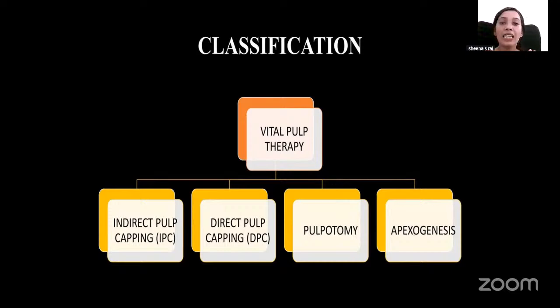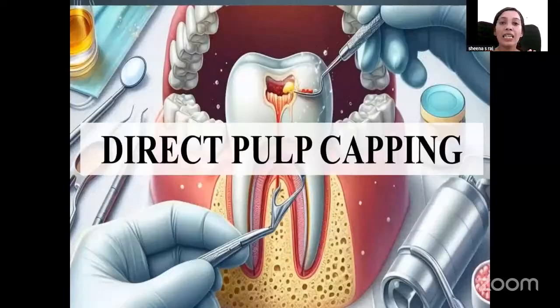So talking about direct pulp capping, as the name suggests, it is direct. We'll be placing the reparative material directly onto the surface of the pulp. That is called direct pulp capping. As you can see in this image, this is the pulp and it is involved. We'll be placing certain materials or medicament on the surface of the pulp that helps in the production of reparative dentine.